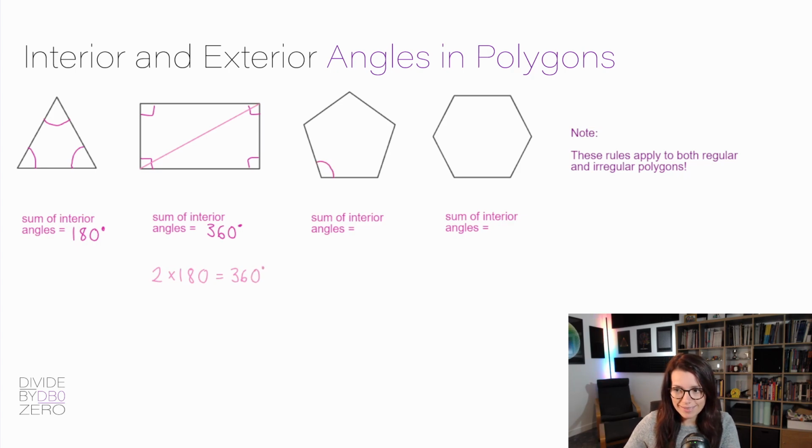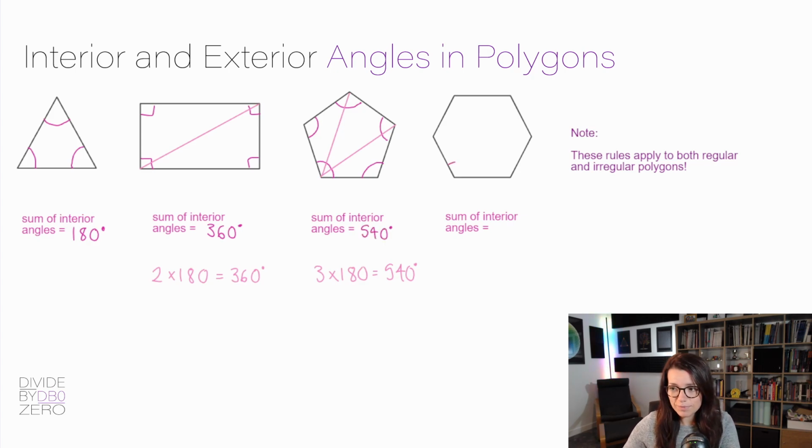So if we look at the pentagon now, that one has 5 angles. Let's see how many triangles we can fit inside the pentagon. Starting from one corner, and you can choose any corner you like, we could draw a triangle there and another triangle there, altogether giving us 3 triangles inside the pentagon. Again, because triangles' angles add up to 180, 3 times 180 this time would give us 540. So the sum of interior angles in a pentagon is 540.